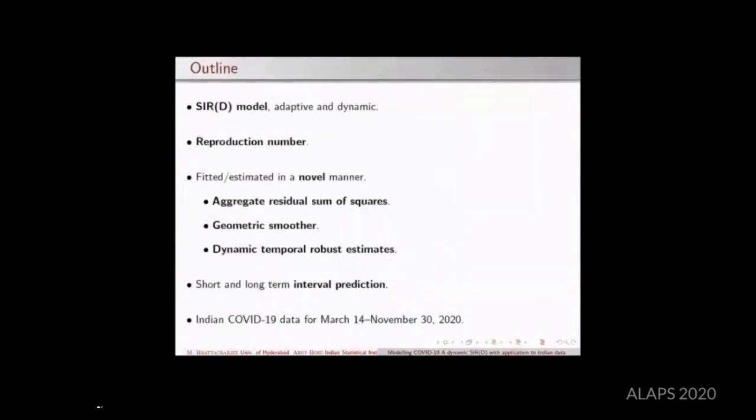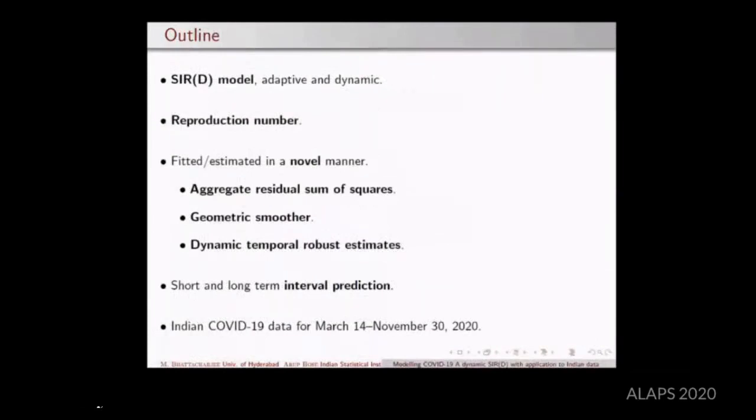And here's a quick outline of my talk. I'll briefly describe for some of you in the audience, you have heard the terms SIR models or reproduction number, but some of you may not be quite aware of exactly what these are. So I'll spend a brief amount of time on these two ideas, which are already very well known in the epidemiology literature. Then I'll talk about how you fit these models.